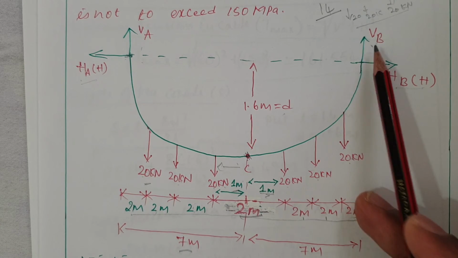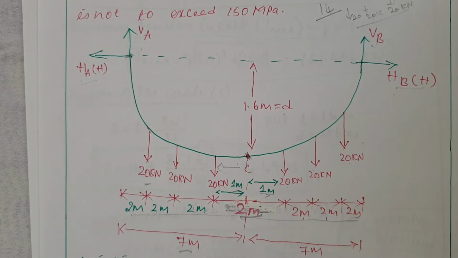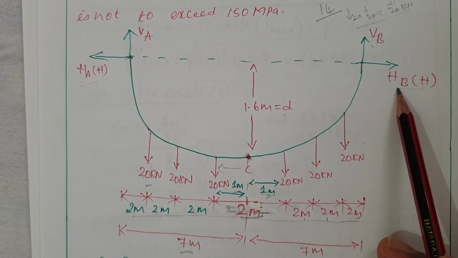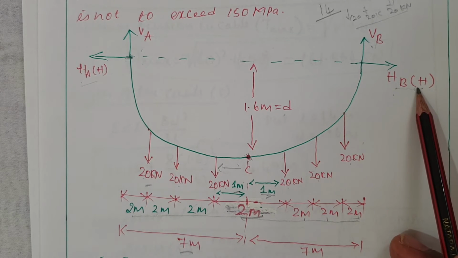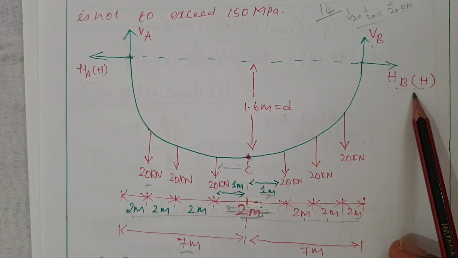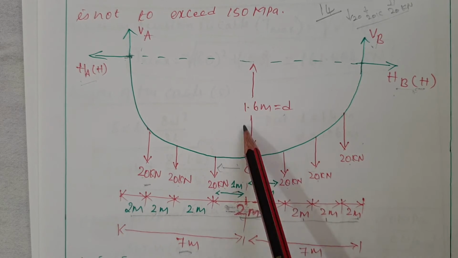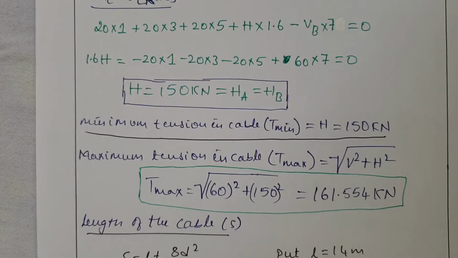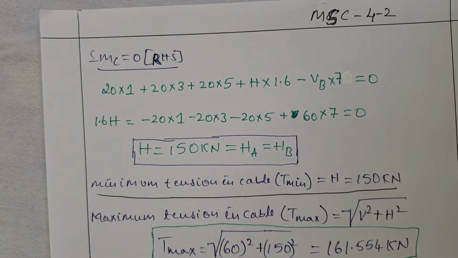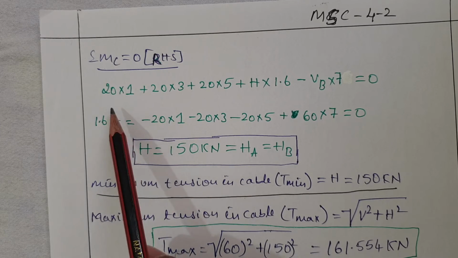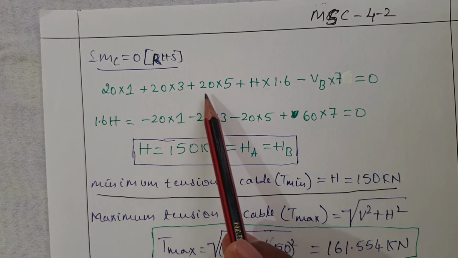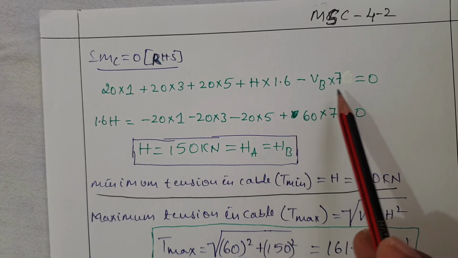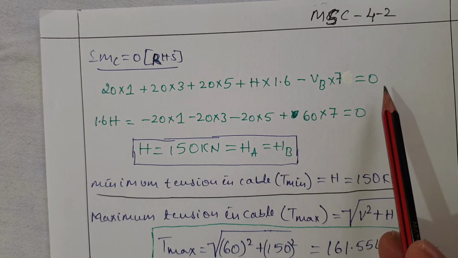anti-clockwise, minus VB multiplied by the perpendicular distance 7, plus HB multiplied by... HB or H, both are one and the same, that is what I told. H multiplied by the perpendicular distance 1.6. Okay, it is as follows. Moment at C equal to 0 for the right hand side: 20 into 1 plus 20 into 3 plus 20 into 5 plus H into 1.6 minus VB into 7. That will be equal to 0.